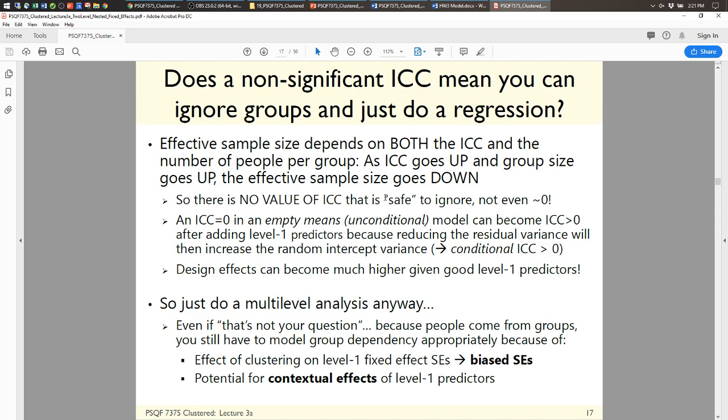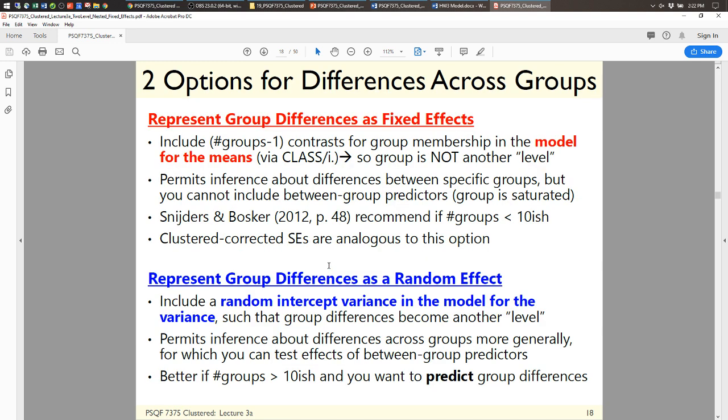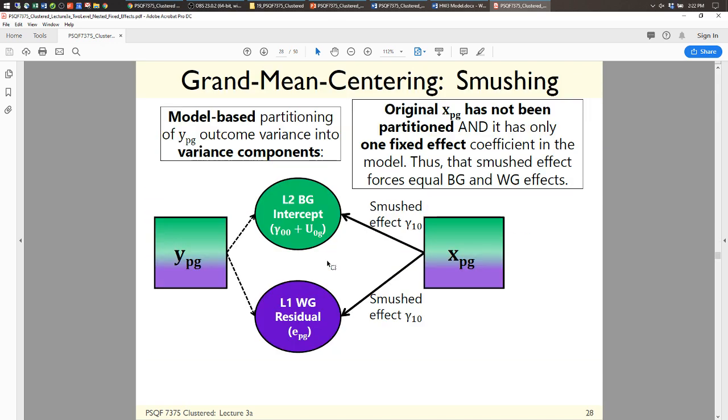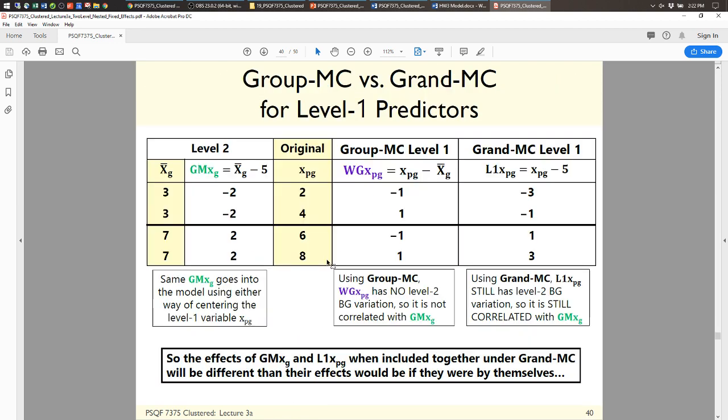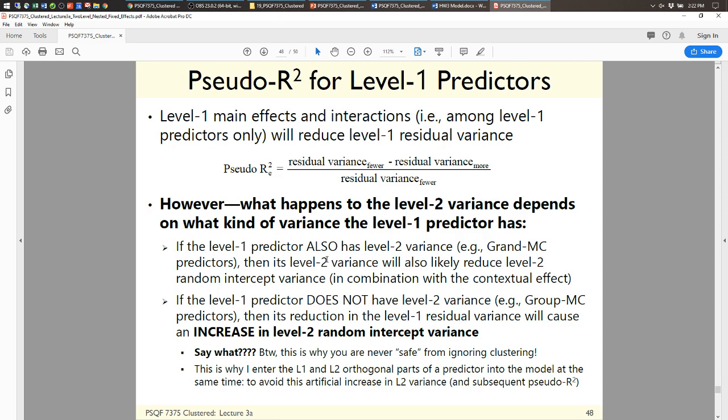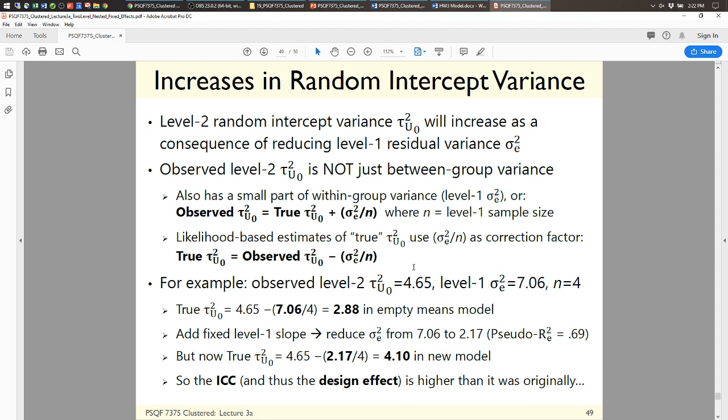Now, the other reason why that's a bad idea is that what happens to the intra-class correlation depends on how good your model is at each level. So what happens as you explain level 1 residual variance? Do you remember? What happens to level 2 variance? Let me find it. This. If you explain level 1 residual variance, it will make your level 2 random intercept variance go up. They are yoked together because level 1 residual variance is used as a correction factor that adjusts the between group variance for how much is supposedly due to chance. Less within group residual variance means less of an adjustment, which means the level 2 variance goes up.